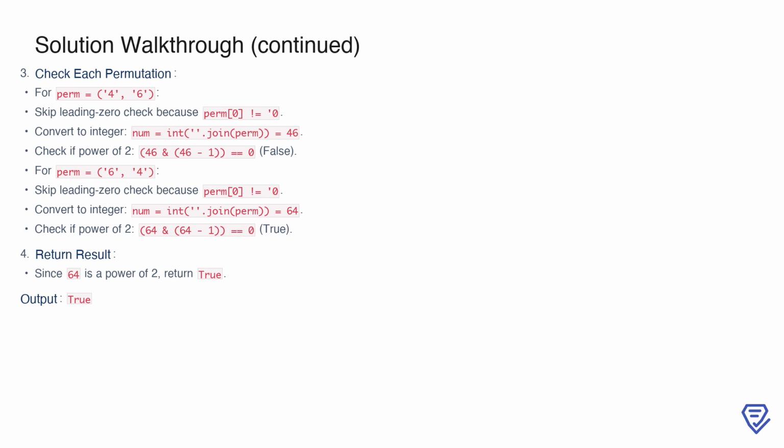Next, we examine the second permutation, 6, 4. Again, we skip the leading zero check because the first digit is not 0. Converting this permutation to an integer gives number equals 64. Checking whether 64 is a power of 2 using 64 & (64 - 1) equals 0, we find that this condition evaluates to true. Since we've found a valid permutation that is a power of 2, we return true as the result for this input.